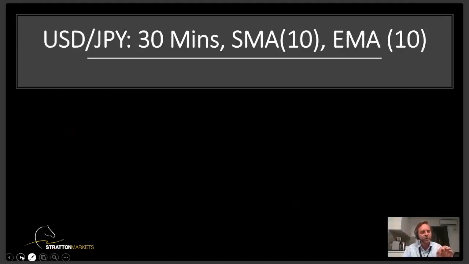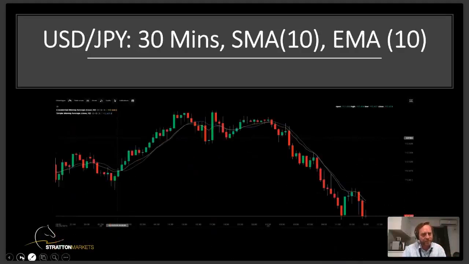Let's look at the US dollar Japanese yen. This is on a 30 minutes. SMA 10, EMA 10. EMA is mustard, SMA is blue. Okay, let's see it again. The simple moving average is there, the same time frame, it's 10 periods again. We're not doing anything different with the time periods. The EMA moved up quicker and higher, more in line with where the asset was going than the SMA did.